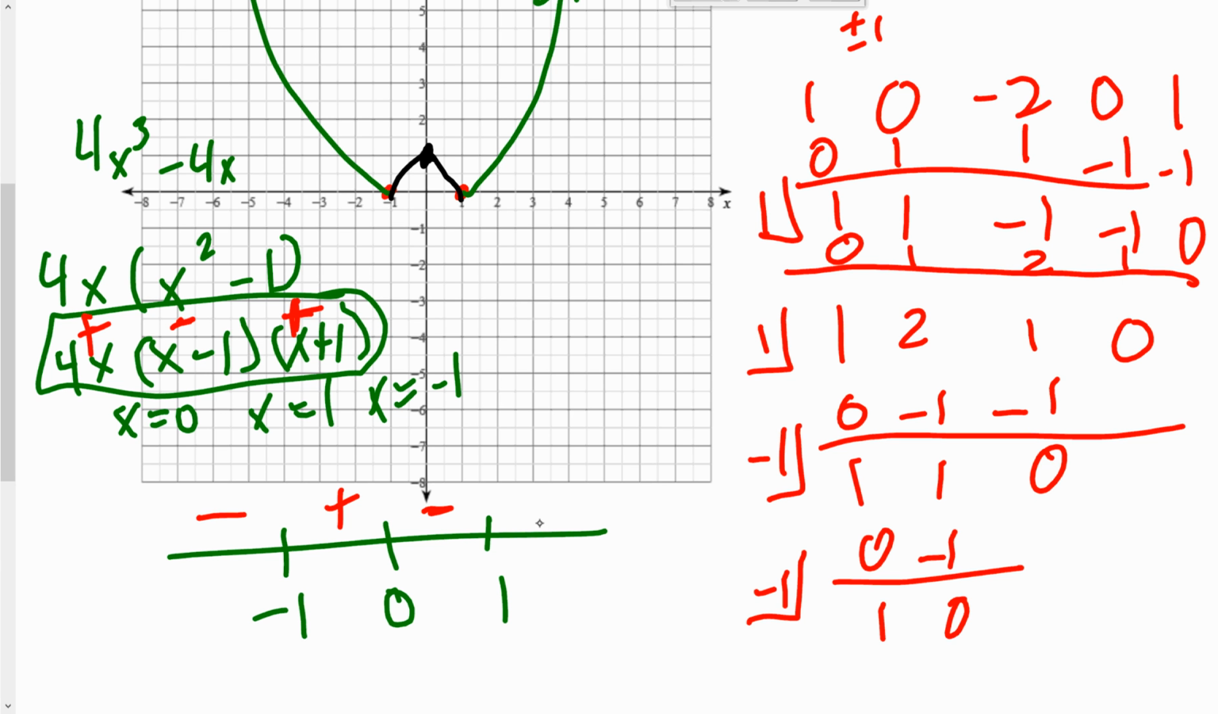And then after 1, I can plug in 2. So I plug in 2, that's a positive, and that's a positive, so all positive. So I'm increasing, as we can see from the green arrow there. So that's kind of what my graph looks like.